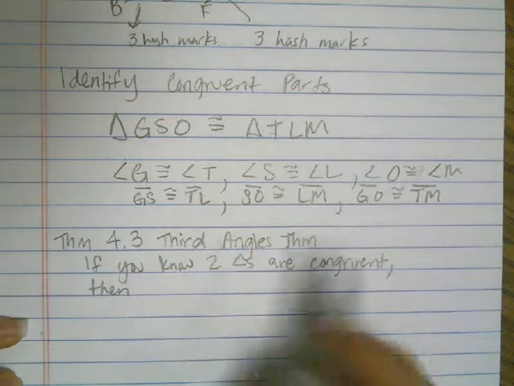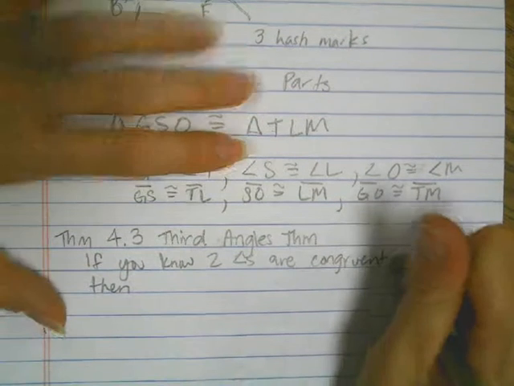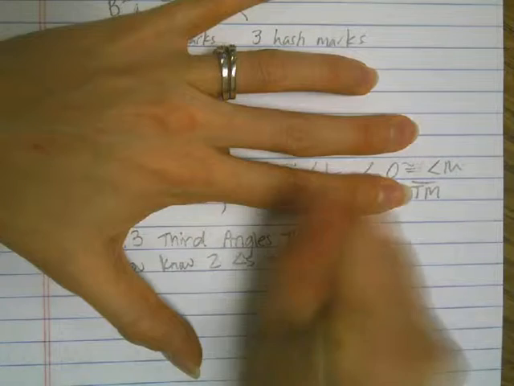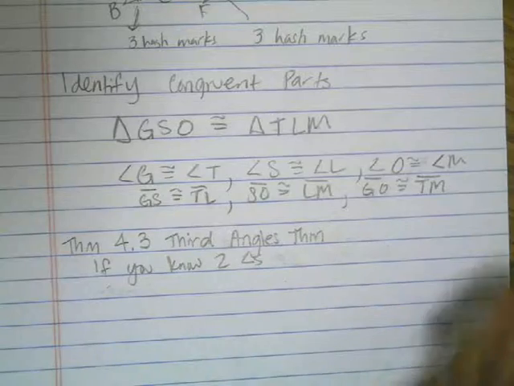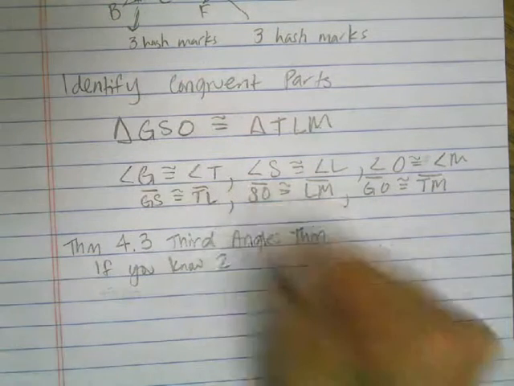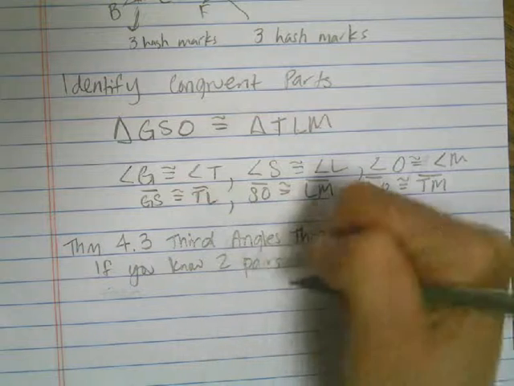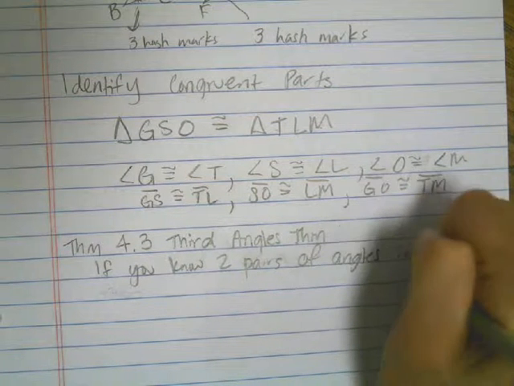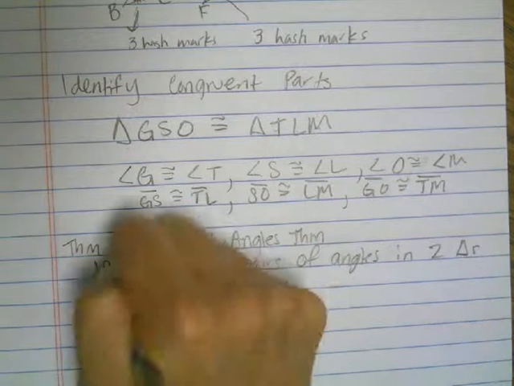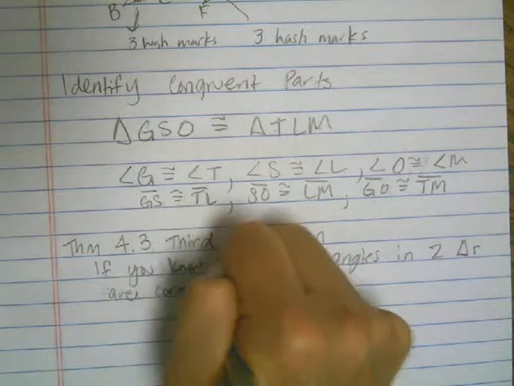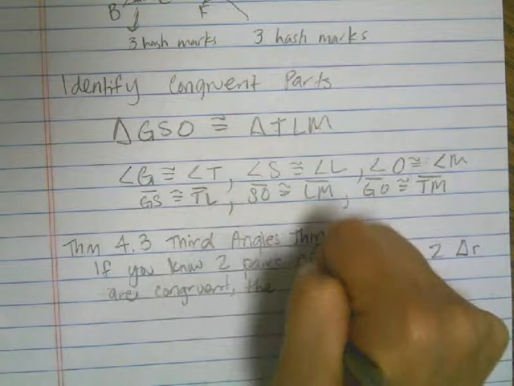If two pairs of angles in two triangles are congruent, then what? Then the other one is. Then the third set is.